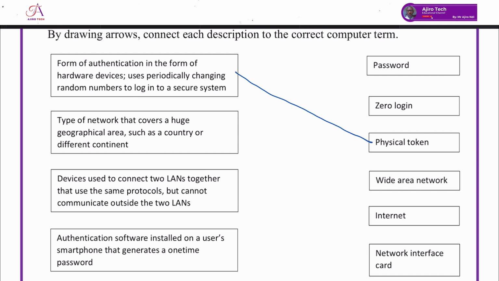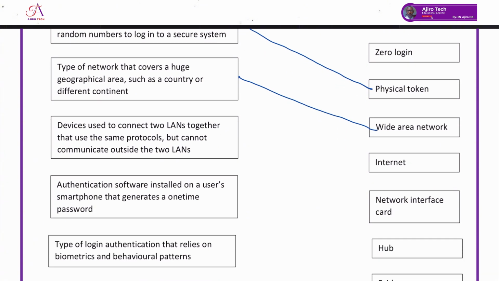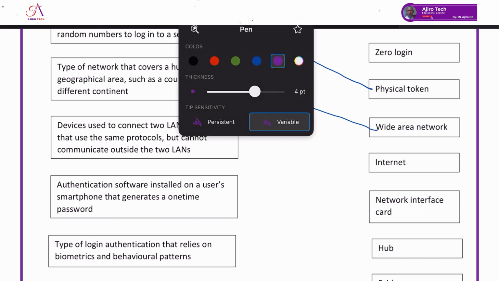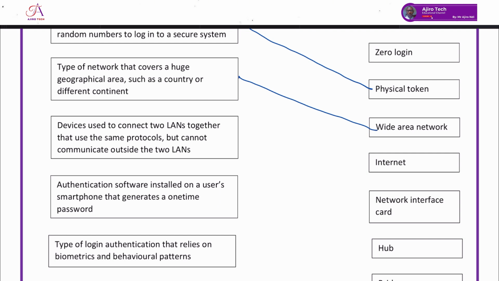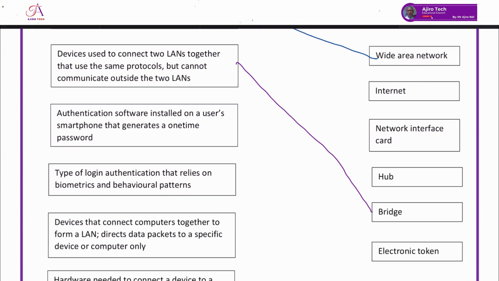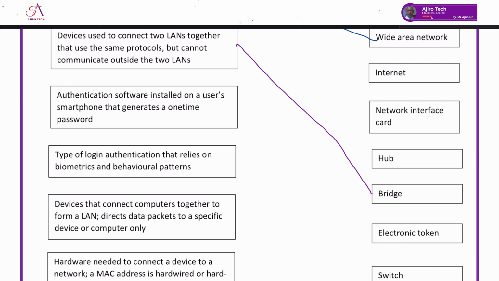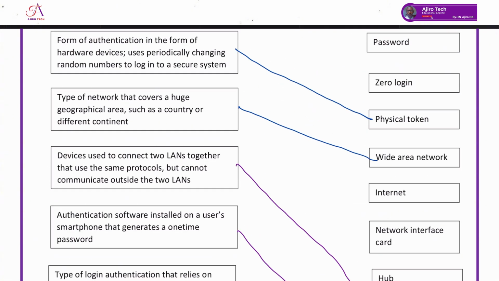Type of network that covers a huge geographical area, such as a country or different continent. So that's the wide area network. Device used to connect two LANs together that use the same protocol but cannot communicate outside the two LANs. That is seen as a bridge. Authentication software installed on a user's smartphone that generates a one-time password. So that's electronic token. Type of login authentication that relies on biometrics and behavioral patterns. So that's zero login.